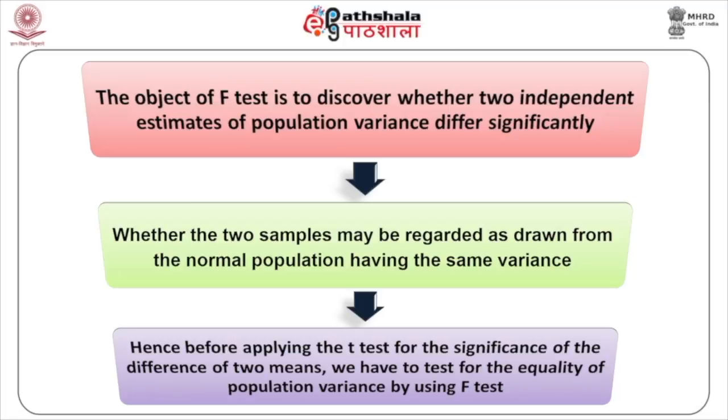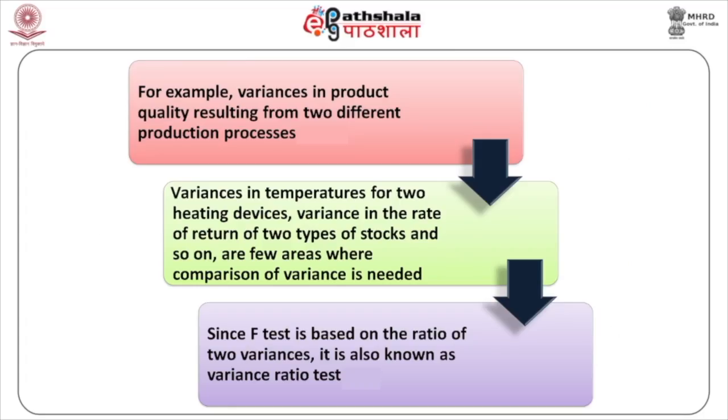Hence, before applying the t-test for the significance of the difference of two means, we have to test for the equality of population variance by using F-test. For example, variance in product quality resulting from two different production processes, variance in temperatures for two heating devices, variance in the rate of return of two types of stocks, and so on, are a few areas where comparison of variance is needed. Since F-test is based on the ratio of two variances, it is also known as variance ratio test.